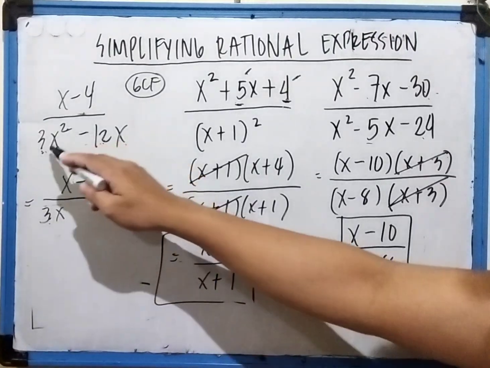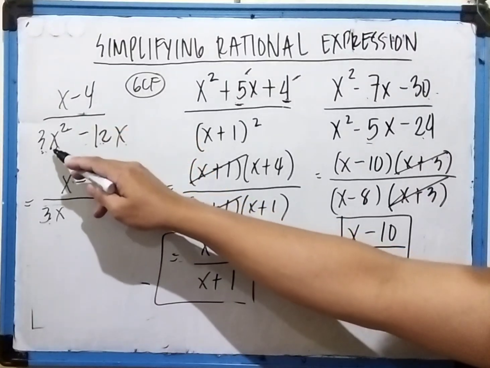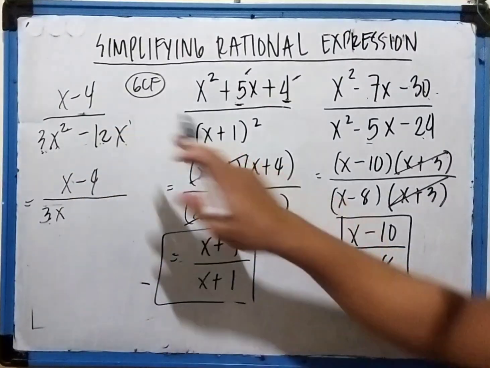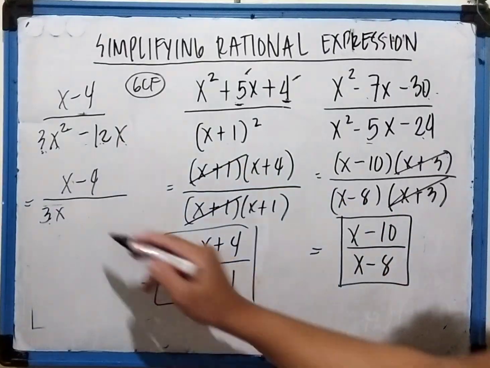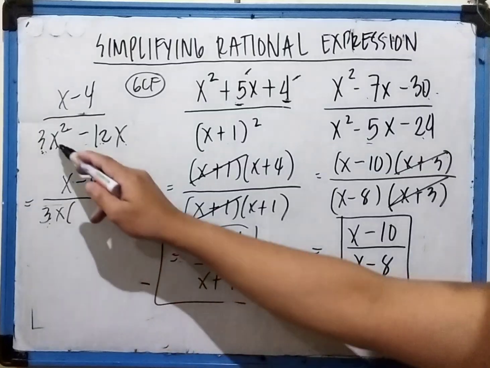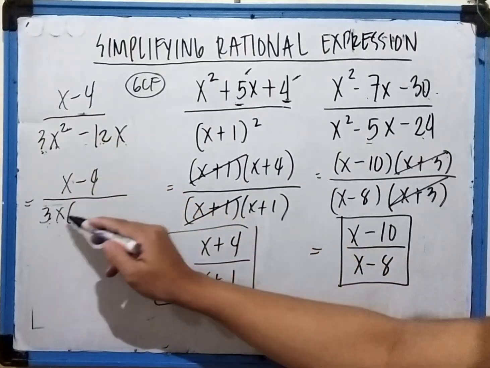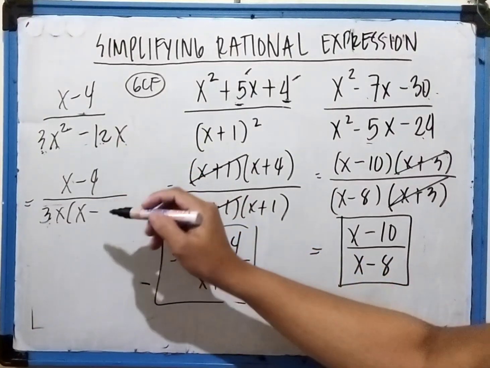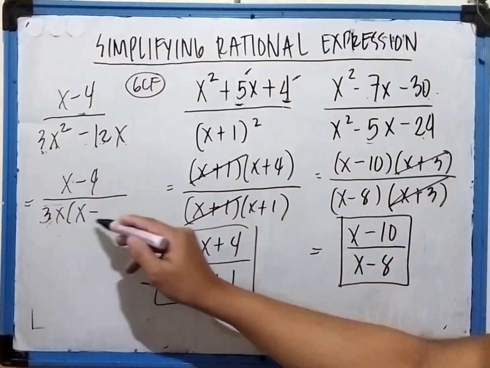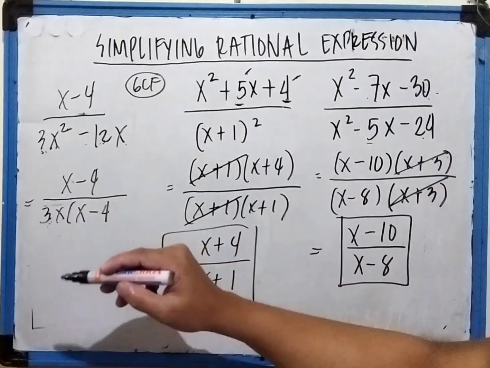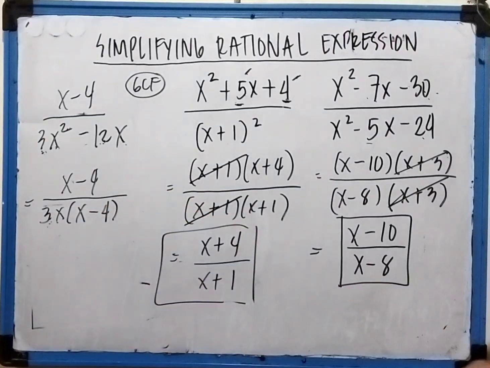Sa variable naman, kukunin lang natin yung may pinakamababang exponent. So in this case, x ang pinakamababa, x raised to 1. Yun ang kukunin natin. Factor out natin, divide lang natin. 3 divided by 3 is 1. X squared divided by x is x. Then follow, which is negative. Then 12 divided by 3 now is 4. And then x divided by x is 1. So mananatili siyang 1 pa rin.